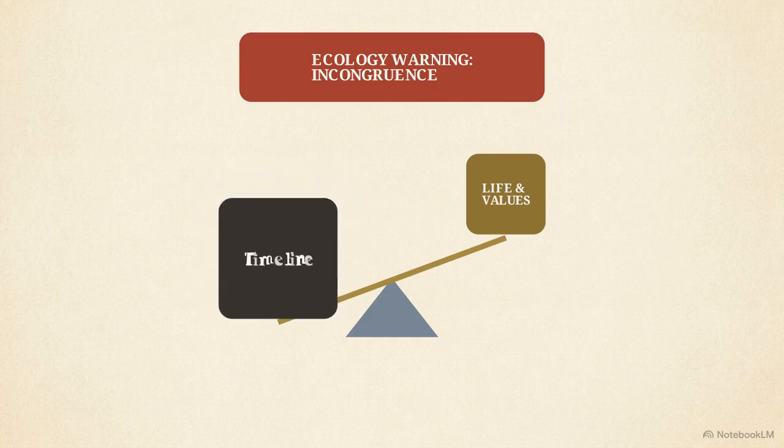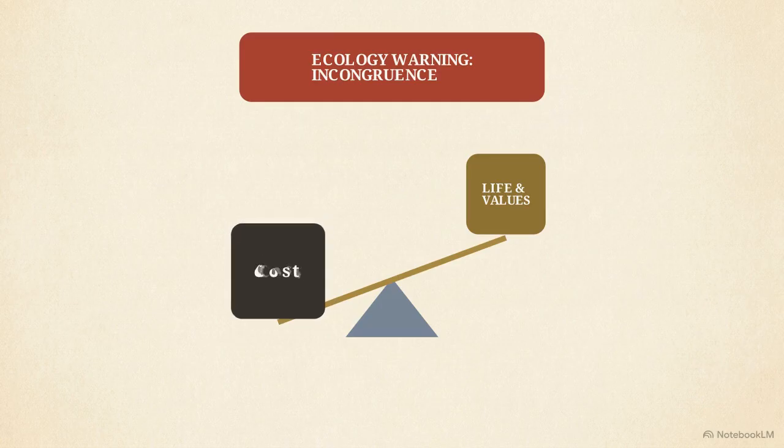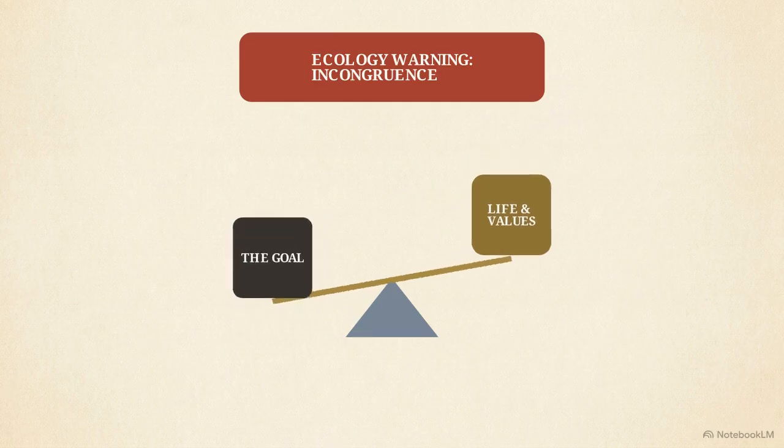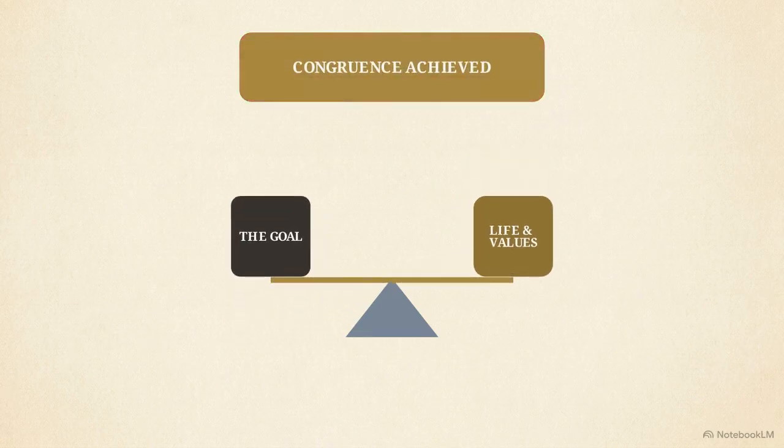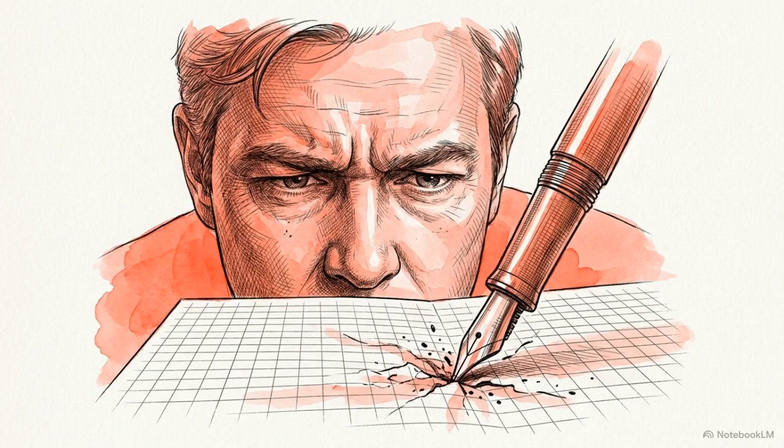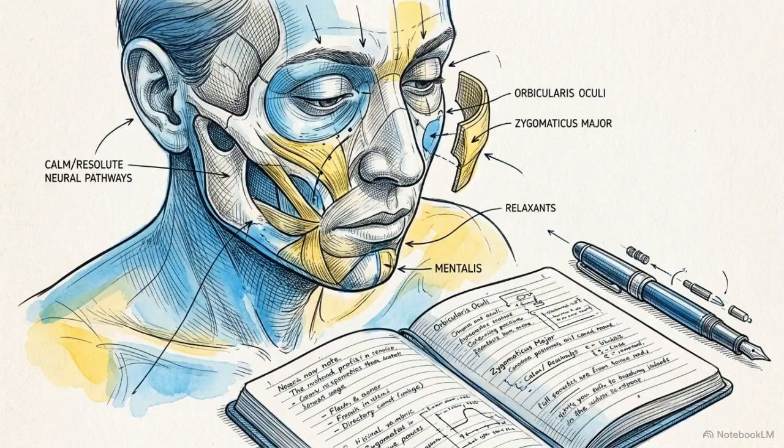Tweak the written parameters of your goal, the timeline, the cost, or the intensity, until the internal conflict is resolved and the scale reaches equilibrium. If you force a goal that violates your internal ecology, you will eventually trigger unconscious self-sabotage. This check serves as your ultimate failsafe.